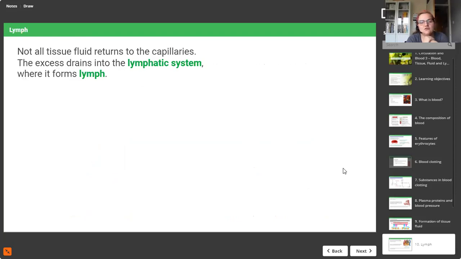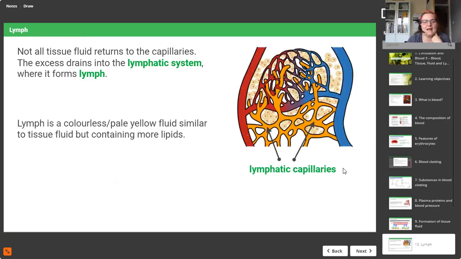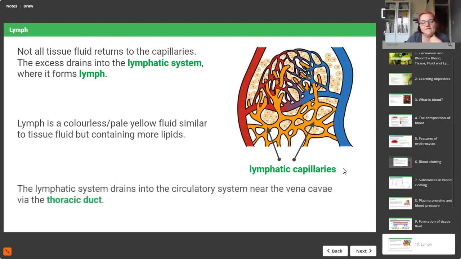Not all tissue fluid returns to the capillaries. The excess tissue fluid drains into our lymphatic system and it forms lymph. Lymph is a colourless pale yellow fluid, and it's similar to tissue fluid, but it contains more lipids. That's the only difference. And the lymphatic system drains into the circulatory system near the vena cava via the thoracic duct.